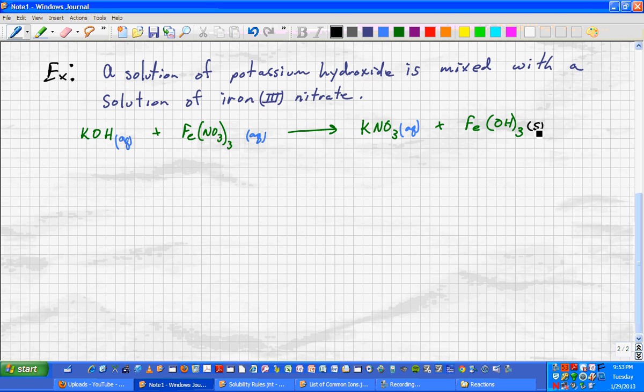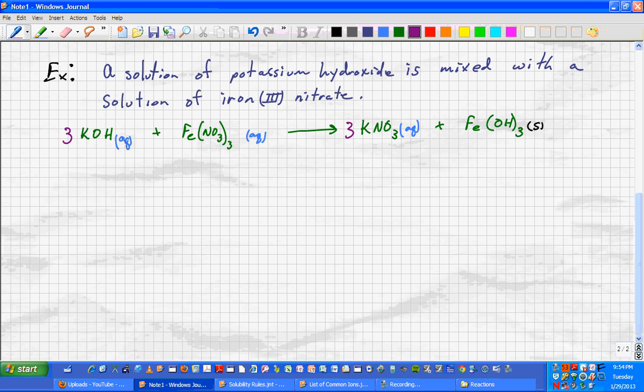Everything's good here except we need to balance this. I've got a potassium here, I've got a potassium there. I've got 3 nitrates. Well, let's do this. I've got a hydroxide here. I've got 3 hydroxides here, so that means I need to put a 3 in front of this. Now that gives me 3 potassiums, so I go over here and put a 3 there. I had 3 nitrates here. I now have 3 nitrates, NO3, here. Everything's good. It's now balanced.